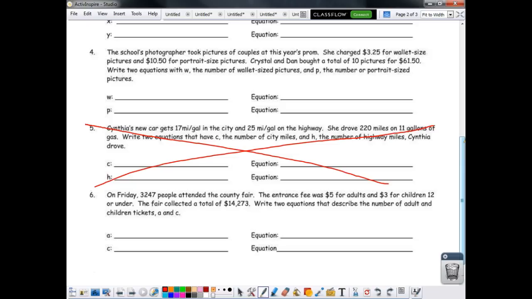Okay, so number 4. The school's photographer took pictures of couples at this year's prom. She charged $3.25 for wallet-sized pictures and $10.50 for portrait-sized pictures. Crystal and Dan bought a total of 10 pictures for $61.50. Write two equations with W, the number of wallet-sized pictures, and P, the number of portrait-sized pictures. The good thing is that last sentence basically told you what W and P are, right? W is the number of wallet pics, and P is the number of portrait pics.